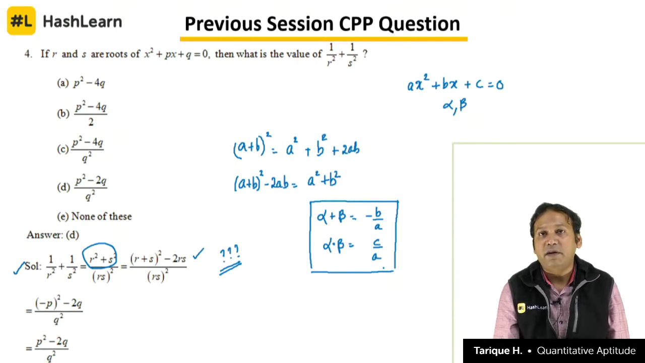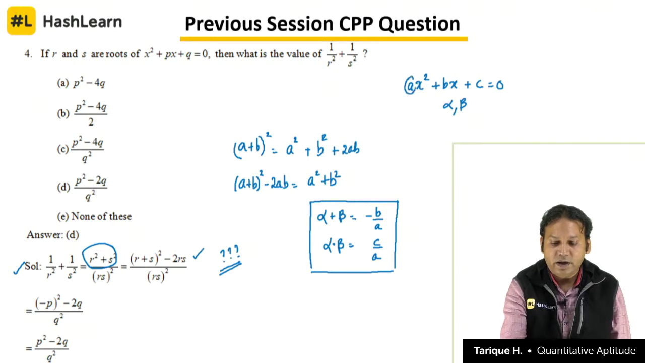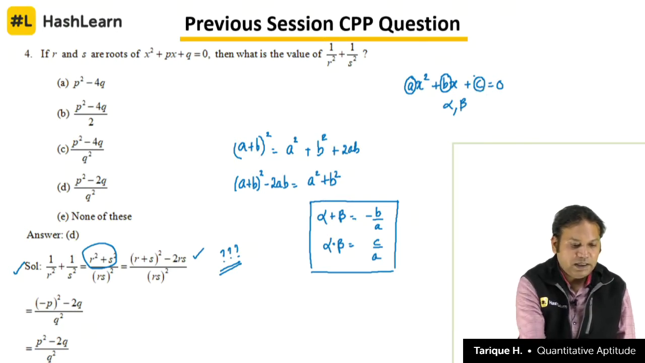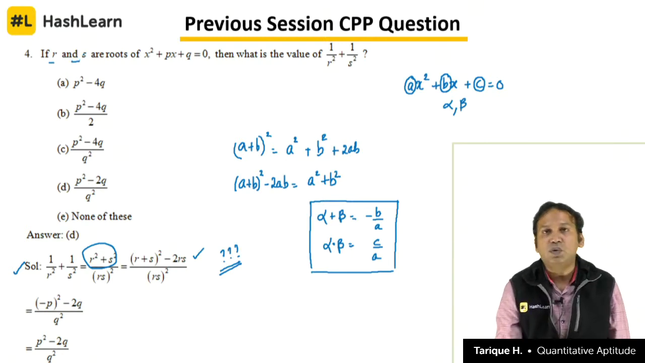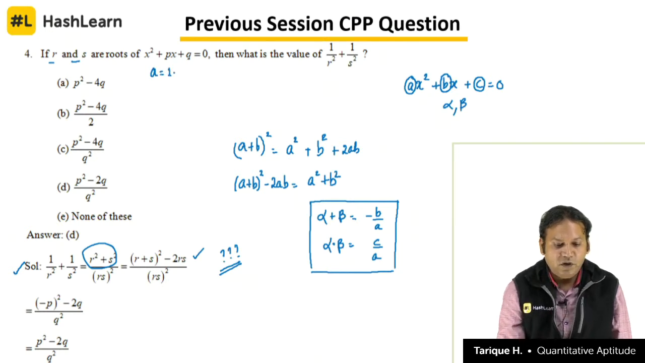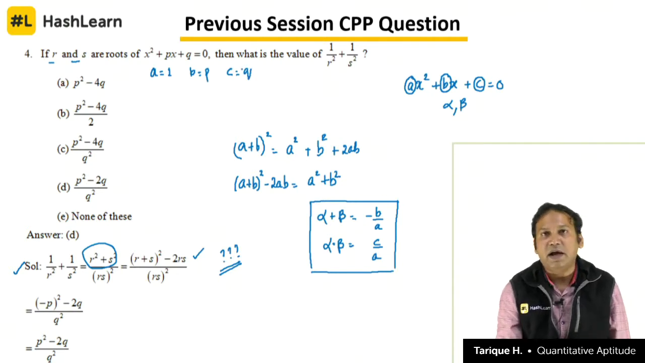You can take the formula of alpha and beta and try it out. You will yourself get to understand why we are taking alpha plus beta as minus b by a and alpha into beta is c by a. What is a here? A is the coefficient of x square. What is b? B is the coefficient of x and c is the constant term. Clear? In this particular example, r and s are the roots of this quadratic equation, and the coefficient of x square, a, is 1. Coefficient of x, that should be b, is given as p, and the constant term c is taken as q, and the roots are r and s.